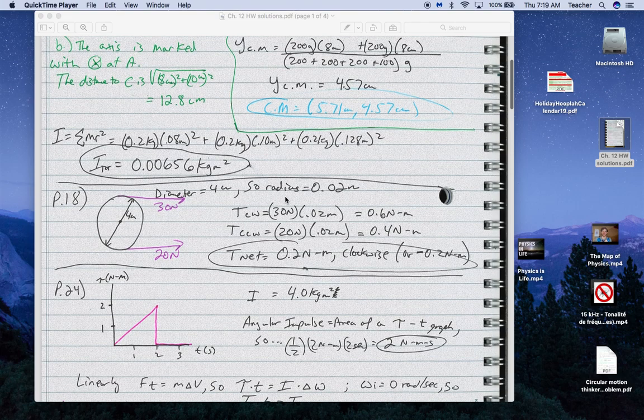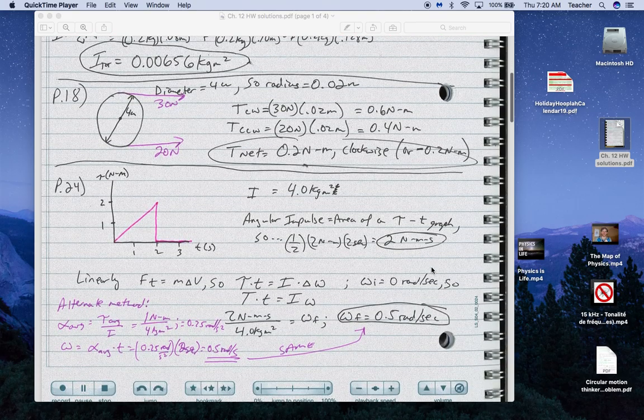P18 was simple. So if you have a 30 Newton force pulling this way and a 20 Newton force pulling that way, 4 centimeters radius, so 0.04 meter, or 0.4 centimeter diameter, so 0.02 meter radius, 30 newtons times 0.02 meters gives me 0.6 newton meters of clockwise torque, 0.4 newton meters then of counterclockwise torque. So the net torque is 0.2 newton meters, and that would be clockwise. Or recognizing that clockwise torques are negative, it would be negative 0.2 newton meters.